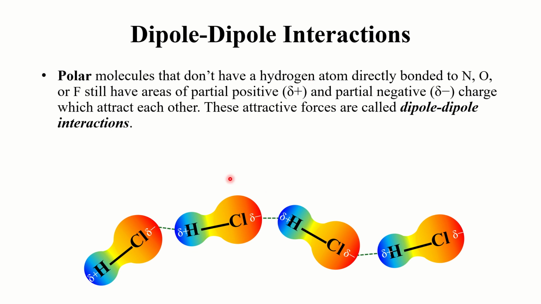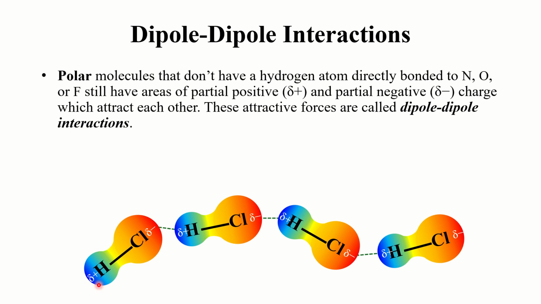So that formaldehyde compound we were looking at is an example. Or here, how about hydrogen chloride? A hydrogen bonded to a chlorine. This is definitely a polar molecule with a strong partial positive charge on the hydrogen and a partial negative charge on the chlorine. Now, chlorine is not one of those three, N, O, or F, so this will not exhibit hydrogen bonding, but it will exhibit dipole-dipole interactions.